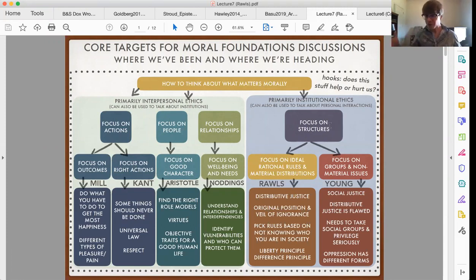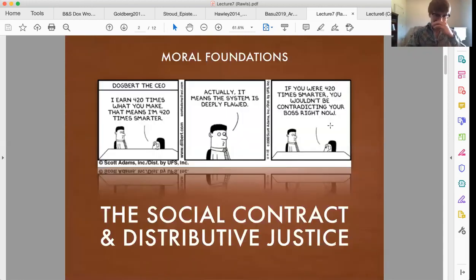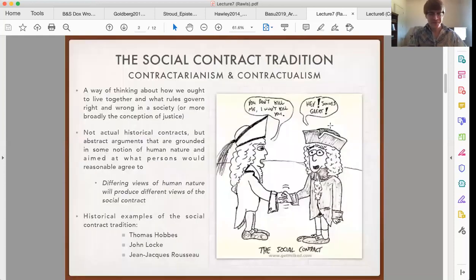So, the questions are, what do our institutions owe us, right? What do we owe our institutions? How should society be structured such that we respect everybody's interests equally, and such that we benefit people who are worse off than others, right? These are the sorts of questions that Rawls is going to try to tackle with his distributive justice theory.